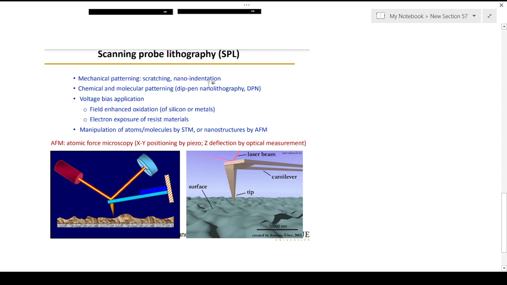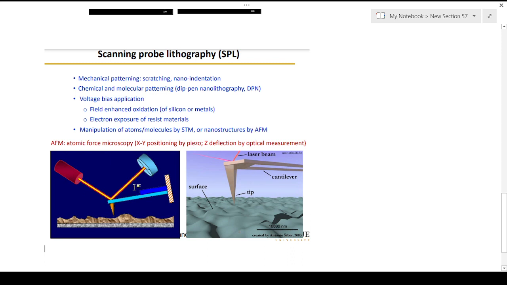Chemical and molecular patterning we can also do by this lithographic method, and we will be applying a voltage. By field enhanced oxidation and electron exposure, the resist materials will be modified, and we can actually manipulate atoms or molecules by using scanning tunneling microscopes, or nanostructures by atomic force microscopy.